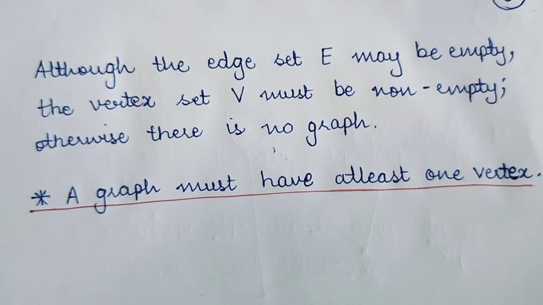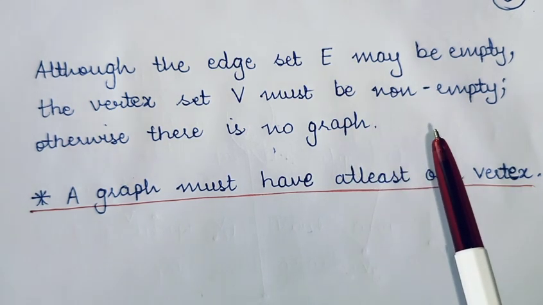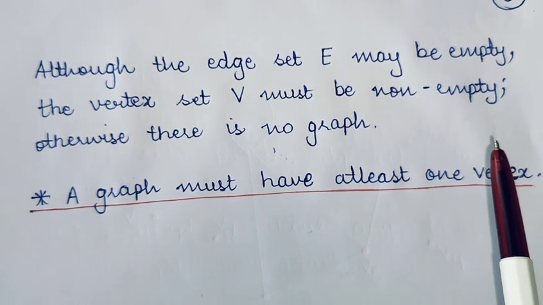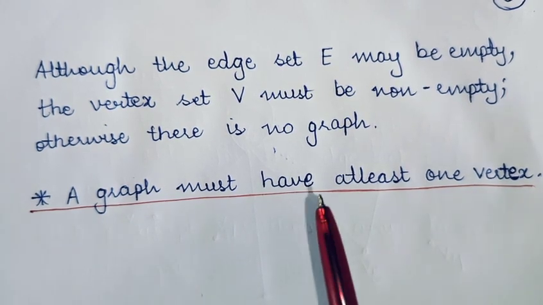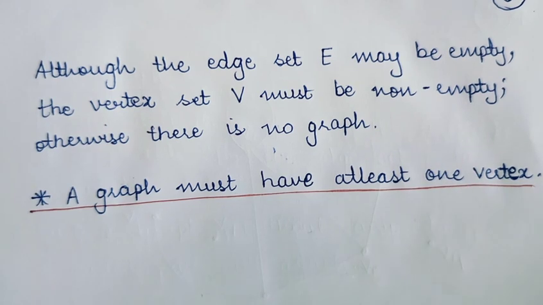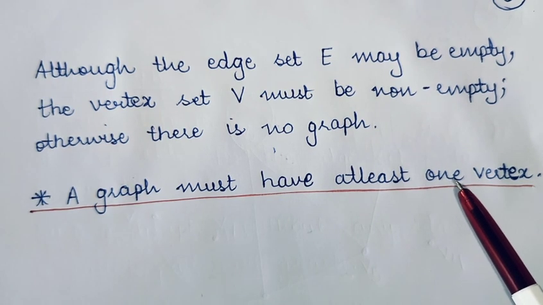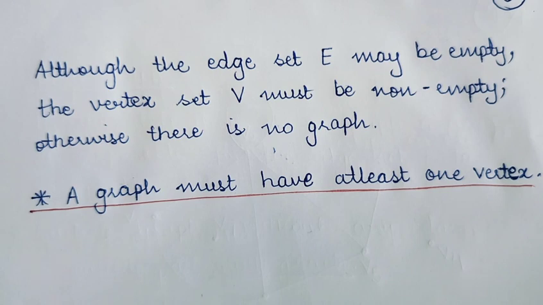Although the edge set E of a graph G may be empty, the vertex set V must be non-empty. That means you can have a graph without edges, but you can never have a graph without vertices. Otherwise, there is no graph at all. So the graph must have at least one vertex.